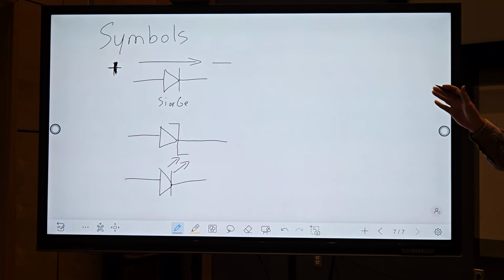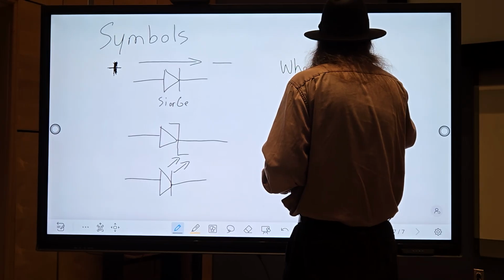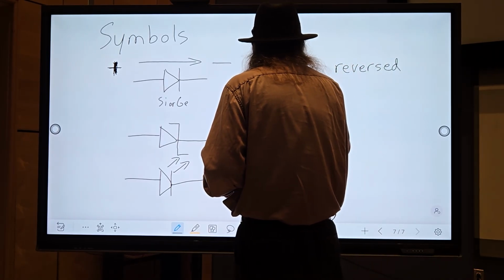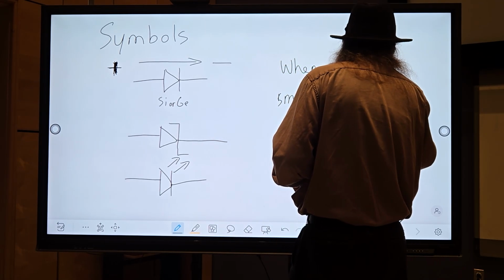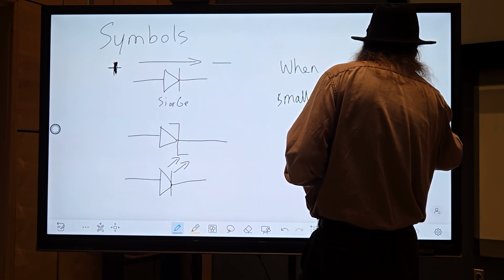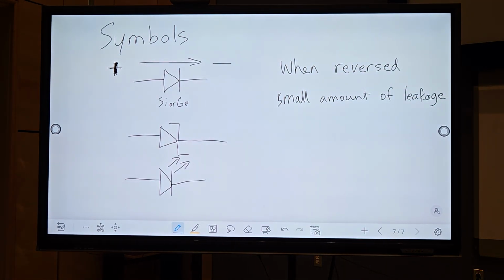If you do put a diode in backwards, there will be some leakage current. So when reverse biased, a small amount of leakage. Electronic components are not perfect. They are not ideal. There is going to be a small amount of leakage current, usually in the micro or milliamp range, or probably microamp more likely.